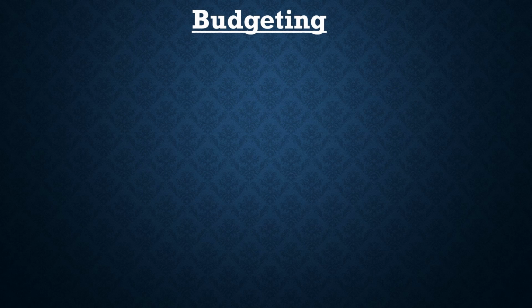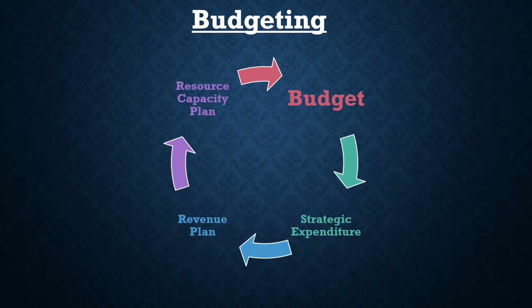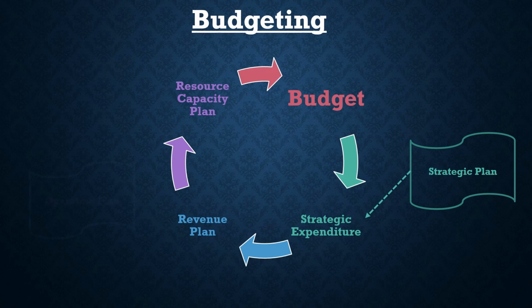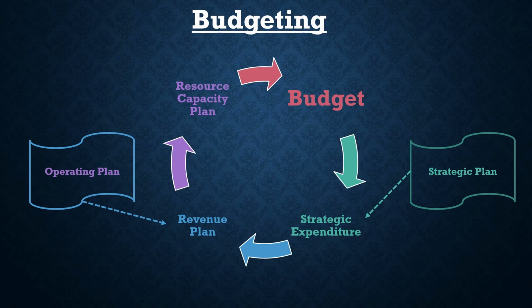The budgeting process is iterative. First, we consider our strategic expenditure in our strategic plan. Next, we consider our operating plan and the revenue expectations documented in the revenue plan. And finally, we refer to our operating plan and the operating expense expectations documented in the resource capacity plan.